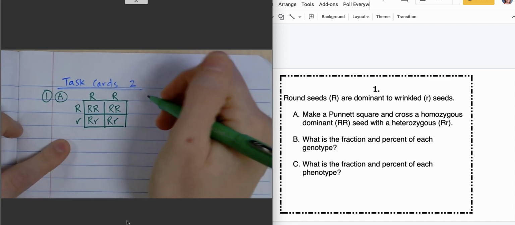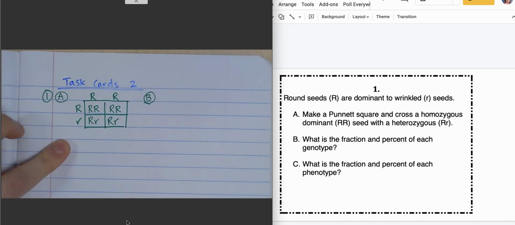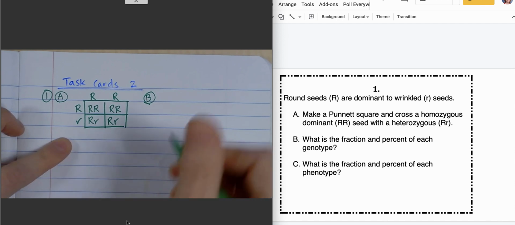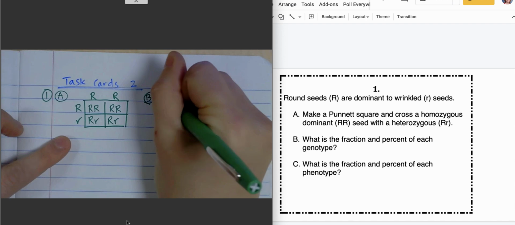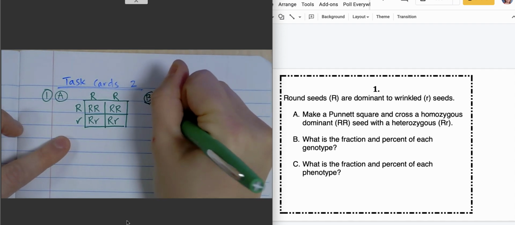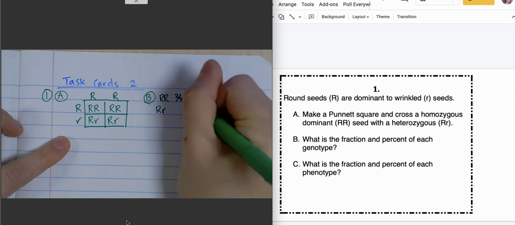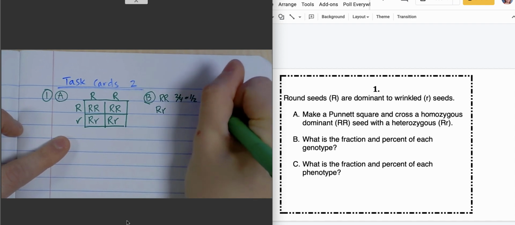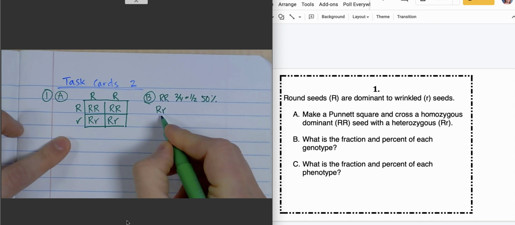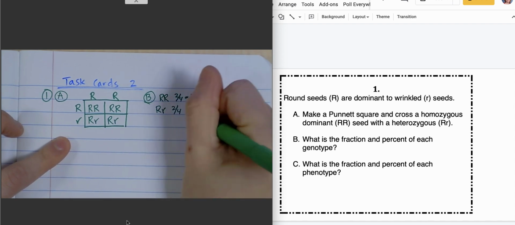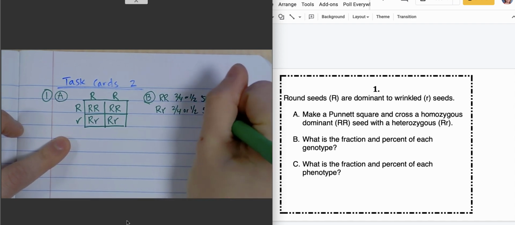So now I've got to go on to my section B. What is the fraction and percentage of each genotype? Well, I know genotype means genetics. So we've got big R, little r. And there's 1, 2, 2 out of 4, which is 1/2, 50%. And then there's 1, 2, 2 out of 4, 1/2, 50%.